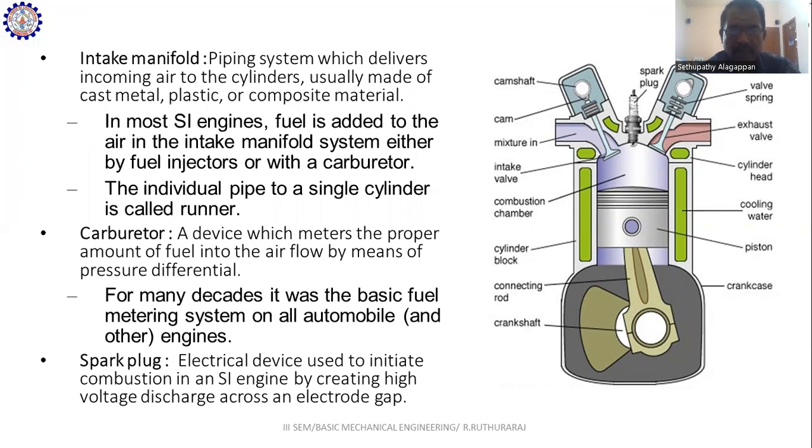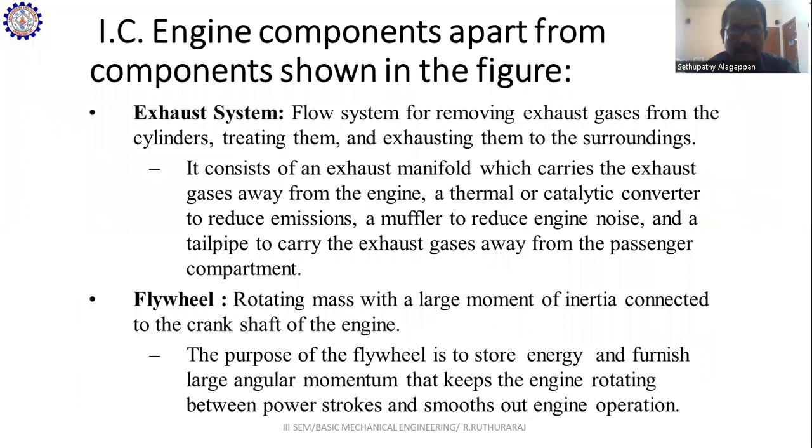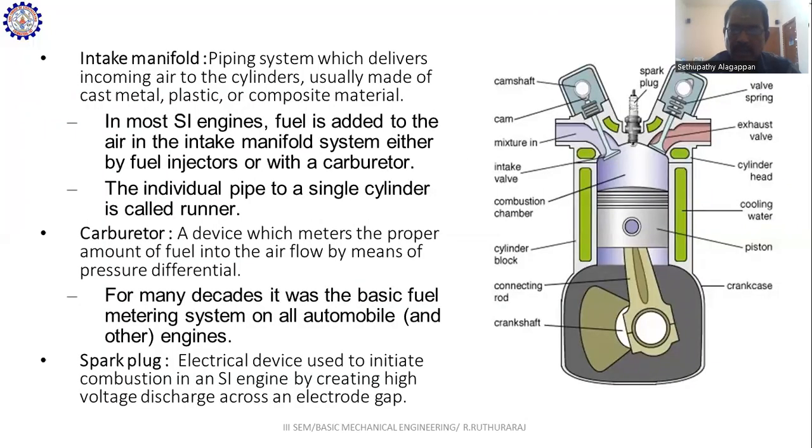Then the carburetor, the device which is used to mix the air and fuel. Then the spark plug is the ignition system inside the chamber for the air-fuel mixture. So these are all the components in IC engines.